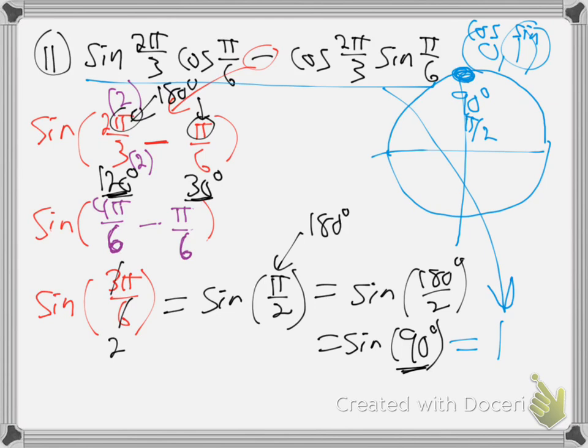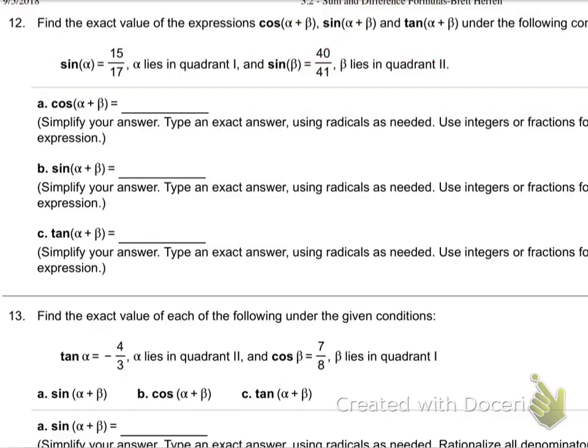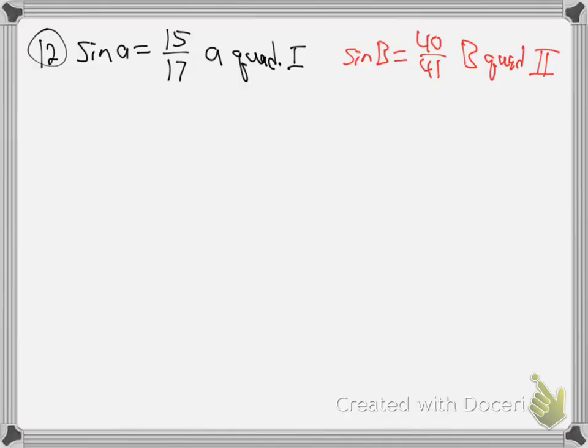Now they're going to throw the hardest thing, which is 40 over 41. B's in quadrant 2, wasn't it? Yeah, quadrant 2. Okay, and what do they want? Cosine of A plus B, sine of A plus B, and tangent. So they're giving me a bunch of information about the sine of two different angles, an A and a B. Then they're going to ask me to do the cosine of A plus B formula and the sine. They want all three of them.